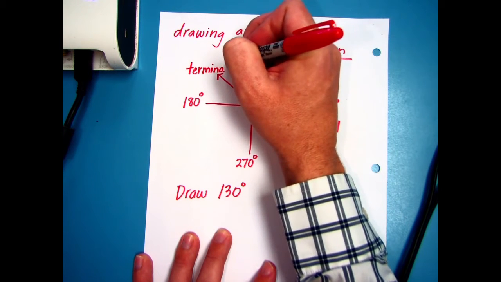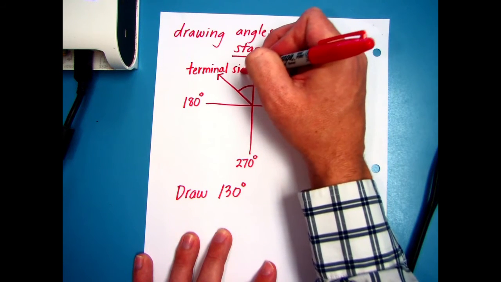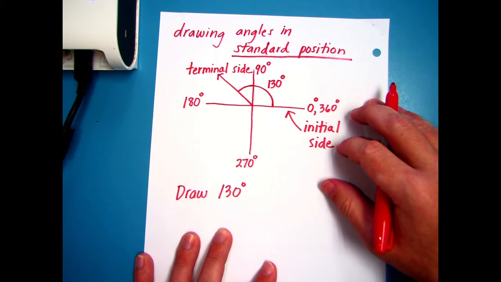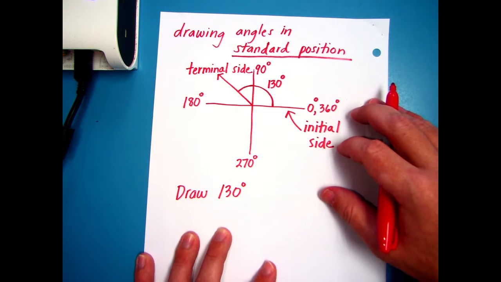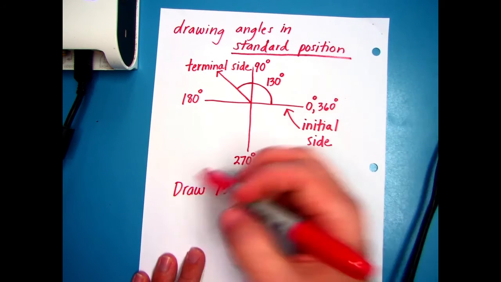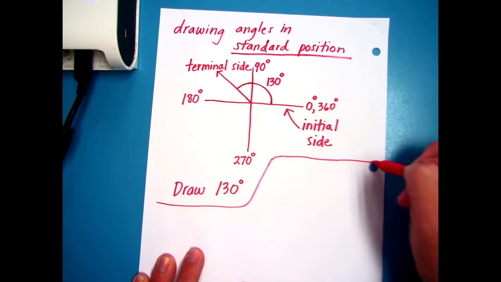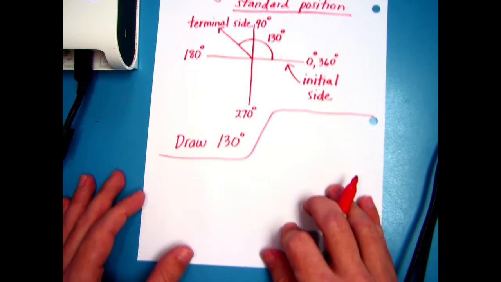The arm that we end up with, we call the terminal side. Terminal meaning where it ends, just like the word terminate or termination. So that was the first angle we drew, 130 degrees.